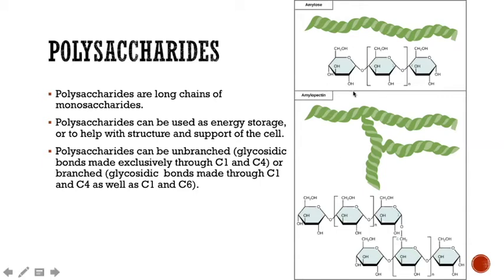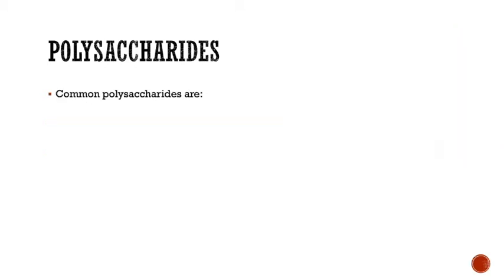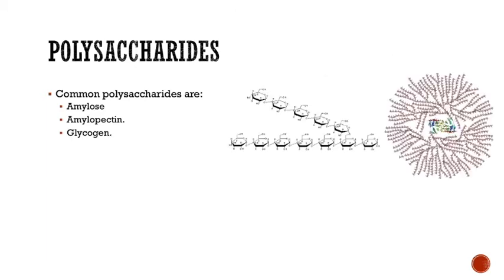Something like amylopectin is made up of only glucose, like amylose is, but the branching causes it to have a different function than something like amylose. So some common polysaccharides are amylose and amylopectin, as we saw in the last slide. Glycogen, which is a bunch of highly branched glucose molecules. So they have a lot of these carbon 1 and carbon 6 bonds. And you've probably heard of glycogen because of diabetic people.